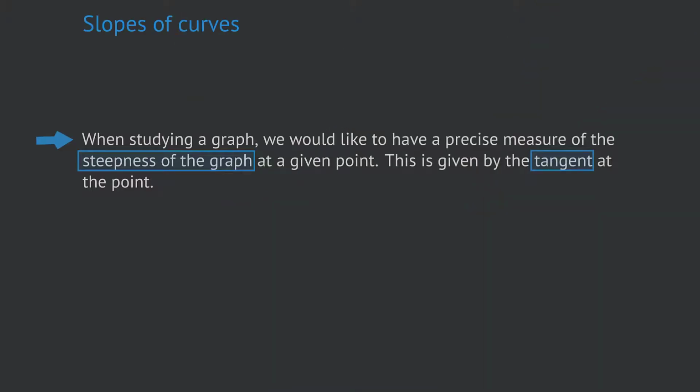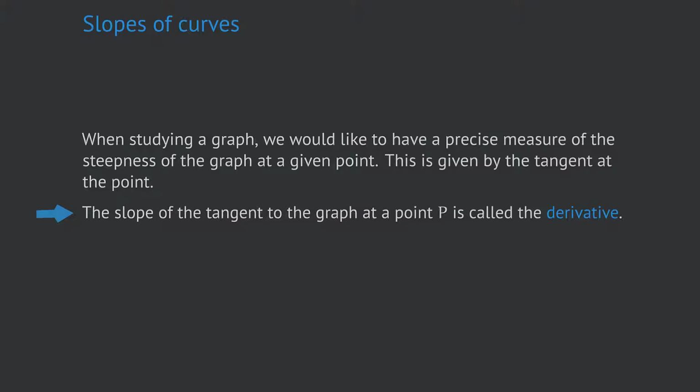Now let's summarize what we have learned. When studying a graph, we would like to have a precise measure of the steepness of the graph at a given point. This is given by the tangent at the point. The slope of the tangent to the graph at a point P is called the derivative of the graph at point P. Of course, a graph represents a function, so usually we don't speak of derivatives of graphs, but of derivatives of functions. So the derivative of a function f of x at the point x equals a is denoted by f prime of a. We can also say f dash of a.